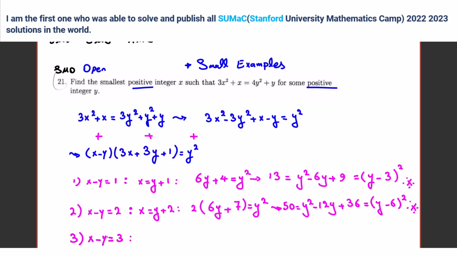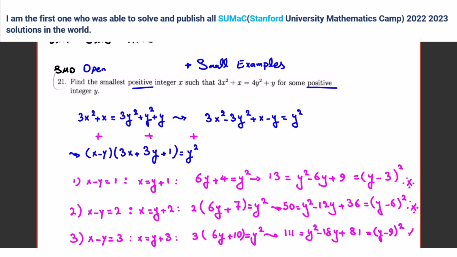Let's check the next one. X minus y is 3. Check this case. Also not possible. Yes, because it is then what? X is y plus 3, right? Yeah. It is 3 times what? 6y plus 10. Exactly. Is equal to y squared, right? Yeah. So y squared minus 18y plus what? 81. Is equal to 111. y minus 9 squared is not possible.